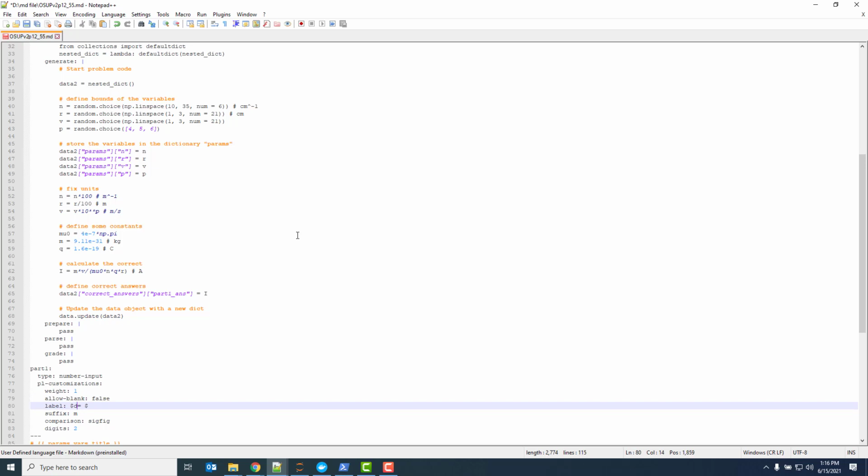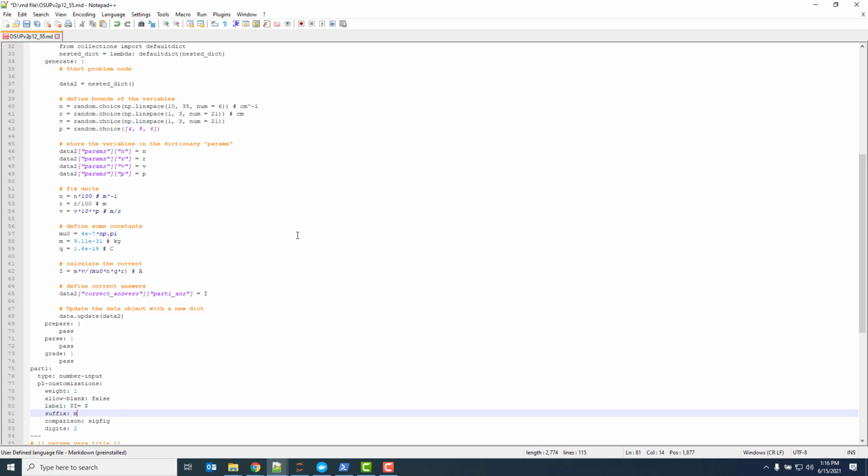Okay, label. In the little answer box that's going to be created, it's going to say something equals, and then that's where the students are going to type their number. So we want that to look like a current. So I is equal to some kind of number they're going to enter, and then it's going to be followed by a suffix. And we would like that suffix to be the units of the number. And so we'll use some LaTeX notation and get that to be amps.